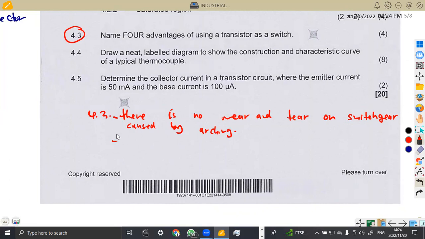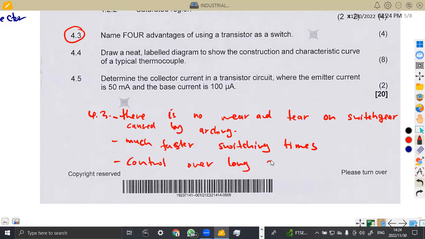The second one, much faster. So it's much faster switching time. Okay, that's it. Then control over long distances. That one is good. You can have control over long distances. Capacitors, they do not mind all those.